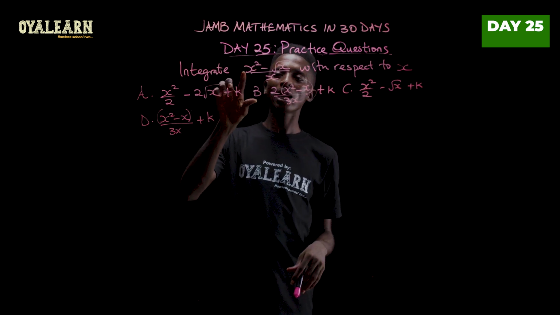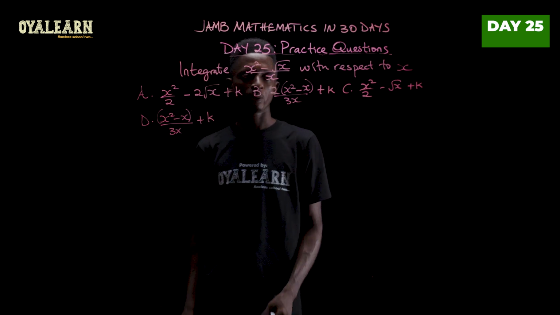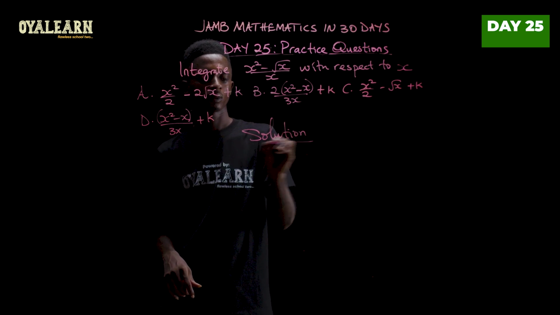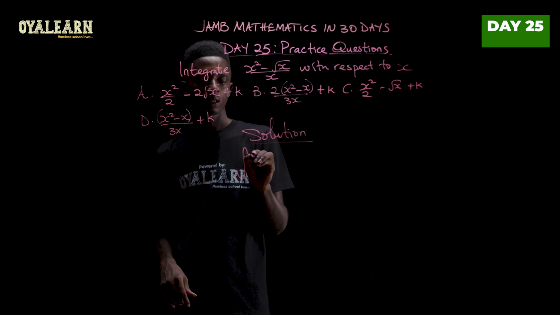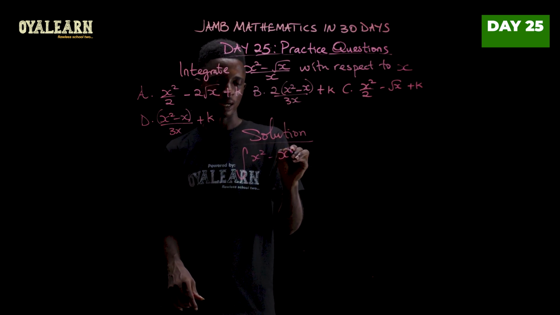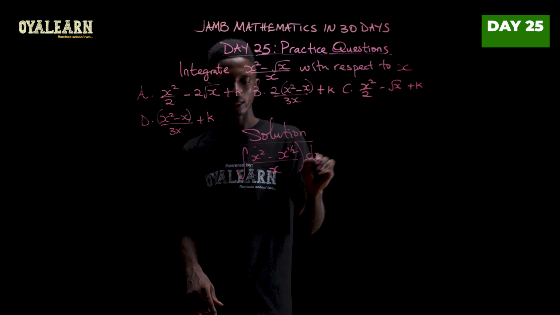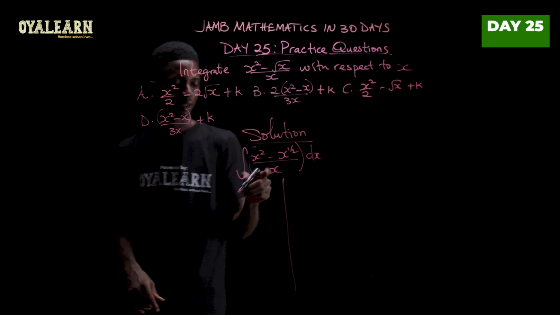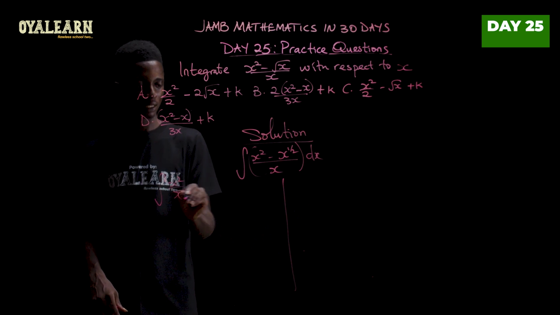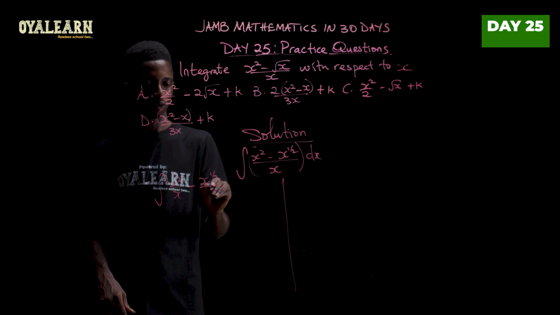We are to integrate x squared minus square root of x over all divided by x with respect to x. So this is how we solve that. Integral x squared minus, this can be written as x raised to power half all over x, all with respect to x, so dx. To start with, I will have integral, then we have x squared over x, distributing the denominator. Then this will be x raised to the power half over x.